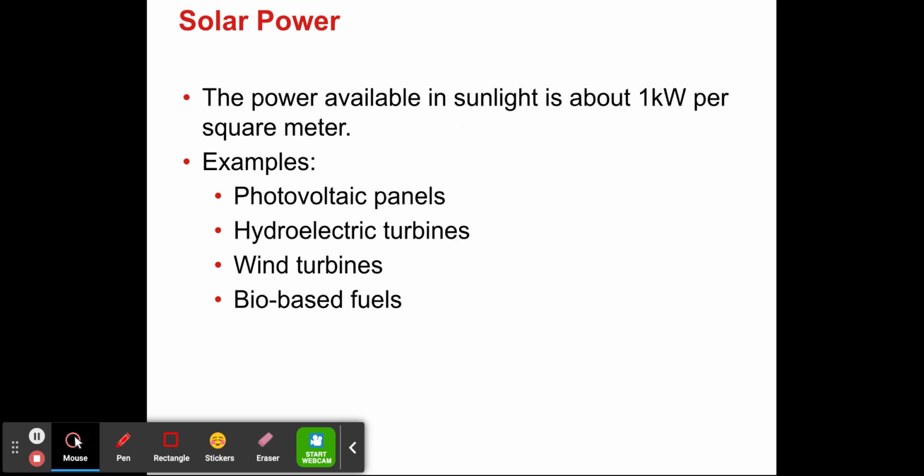You have solar power. The power available in sunlight is about 1 kilowatt per square meter. For example, you see many people, especially in California, shifting towards solar panels. This is because these solar panels contain voltaic cells that are able to transform energy from the sun into electricity. So you have hydroelectric turbines, wind turbines, bio-based fuels.